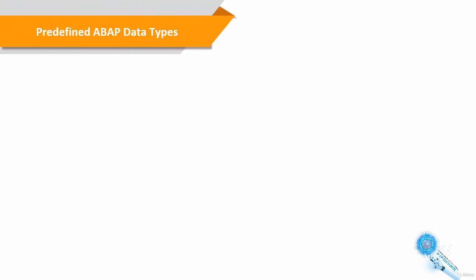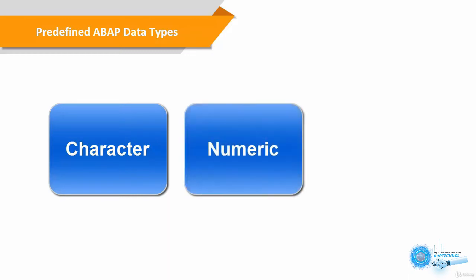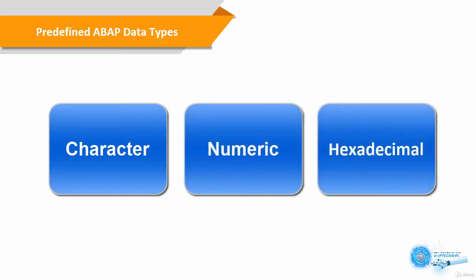Data types. Predefined ABAP data types. So in this lesson, we will learn the ABAP data types. While programming in ABAP, we need to use a variety of variables to store various information. So basically, variables are reserved memory locations, and those reserved memory locations store values.